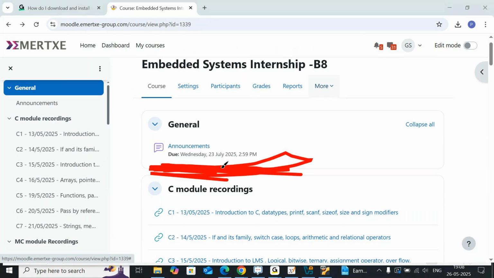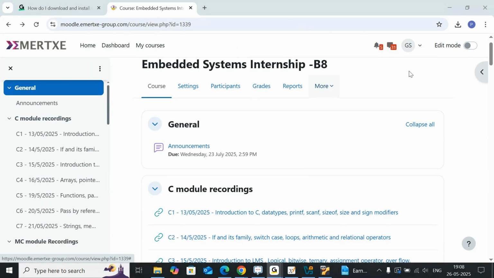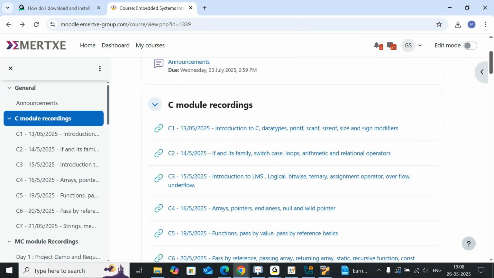In the discussion forum, you can post your questions because in our class it's difficult to check each individual's problem and solve it. So you can post your questions, doubts or any errors here in the discussion forum. We will be replying. And below this, you can see here all these are C module recordings.